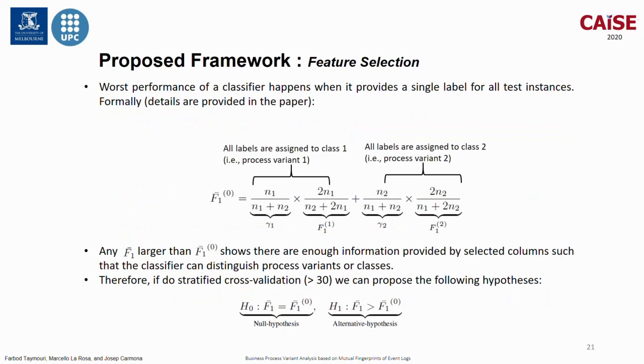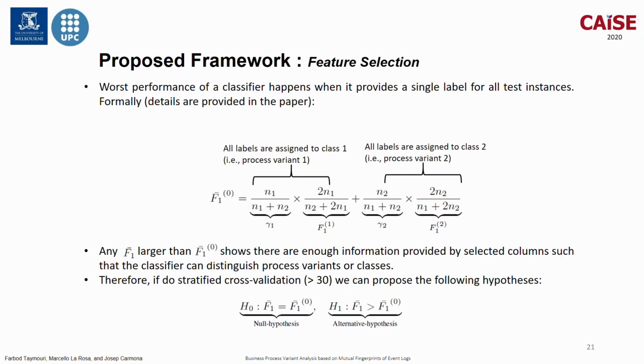So what is a good set of features? For a given set of features, the worst performance of a classifier happens when, after training, it is unable to distinguish process variance or classes. More compactly, it would assign a single label to all of them. Thus, the worst performance will be a weighted value when it assigns the test instances to class 1 or class 2. It takes place when there is no information in the training set of selected features for the classifier to discriminate classes.